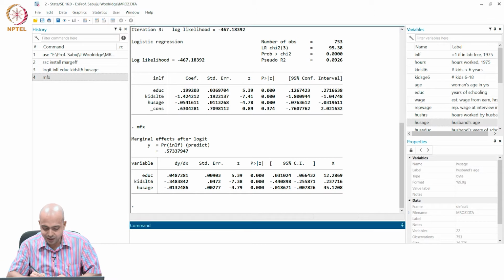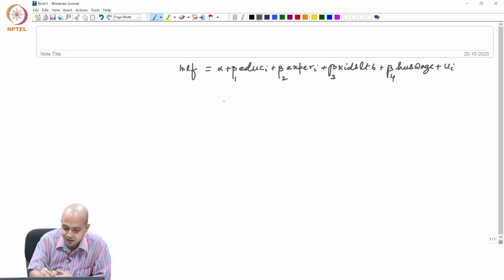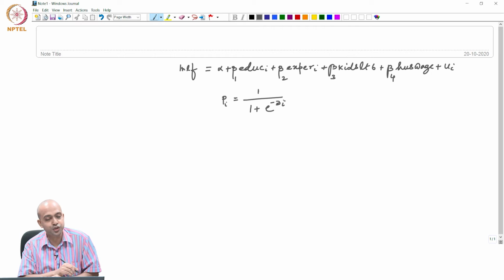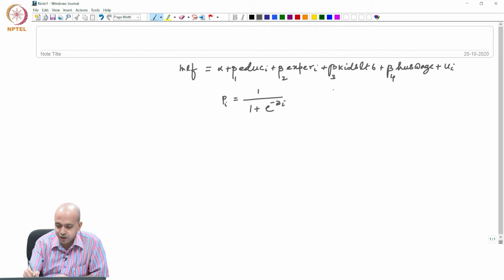Similarly, in this context, for the Logit model, pi equals 1 by 1 plus e to the power minus zi, this is your Logit model, where zi is basically your alpha plus beta xi.